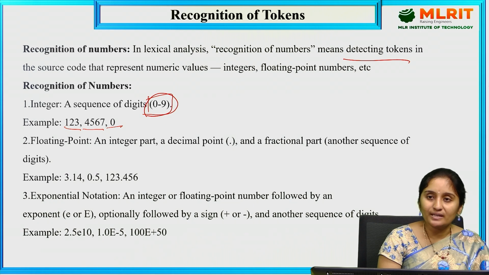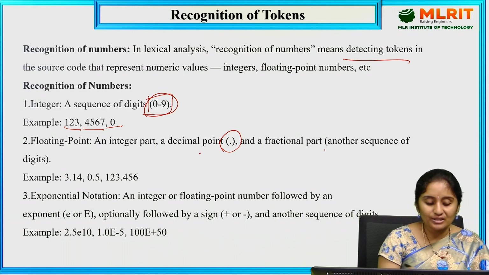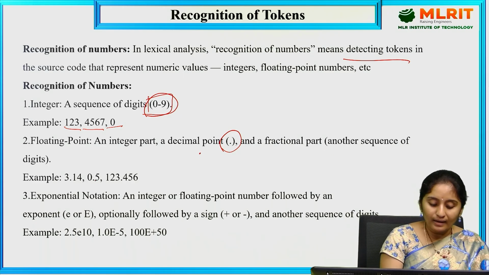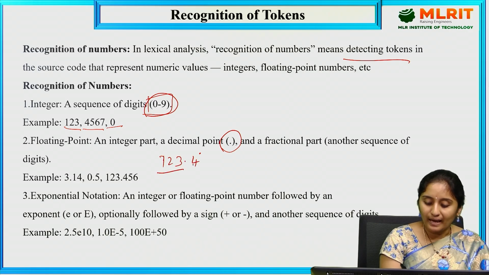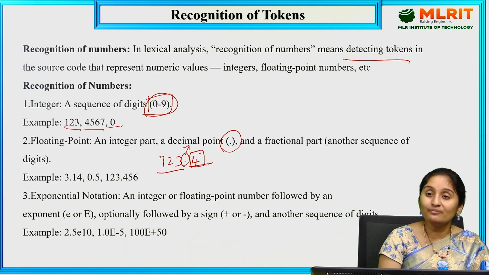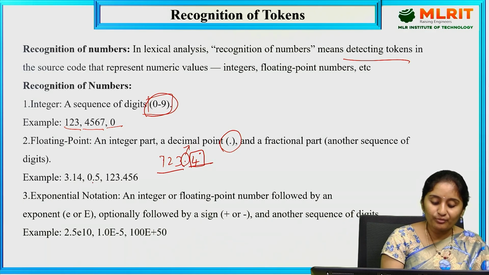Coming to the next one, the floating point number. A floating point number has a decimal part represented with a dot, and a fractional part with digits, like 123.4. This is the integer part, and this is the decimal part. The decimal part is represented with a point, and after it we have some fractional part. So 3.14, 0.5, 123.456 are floating point numbers.